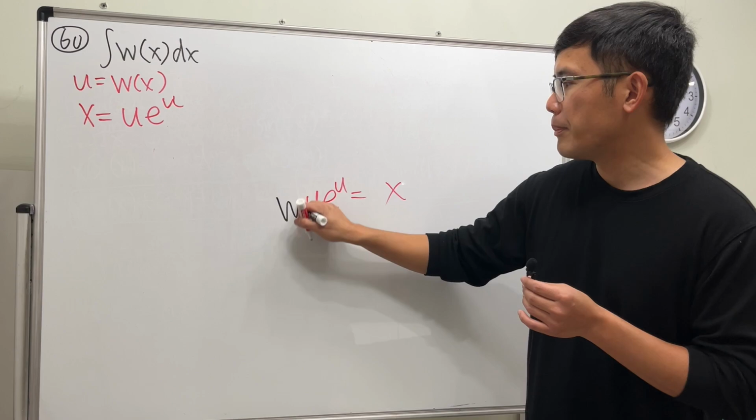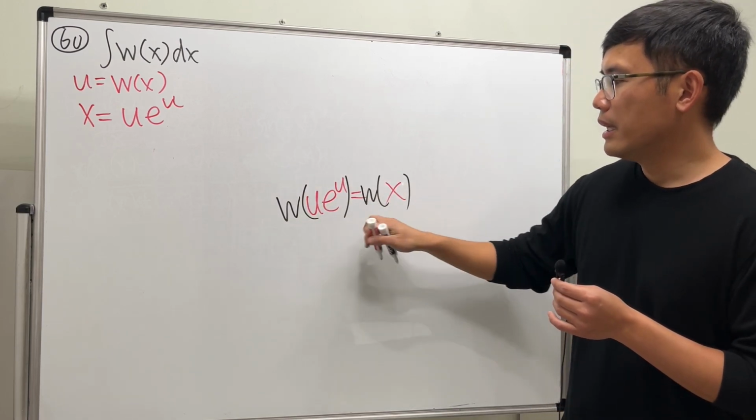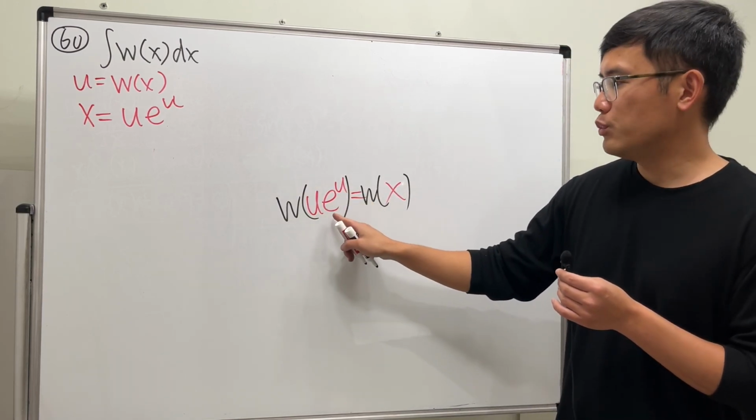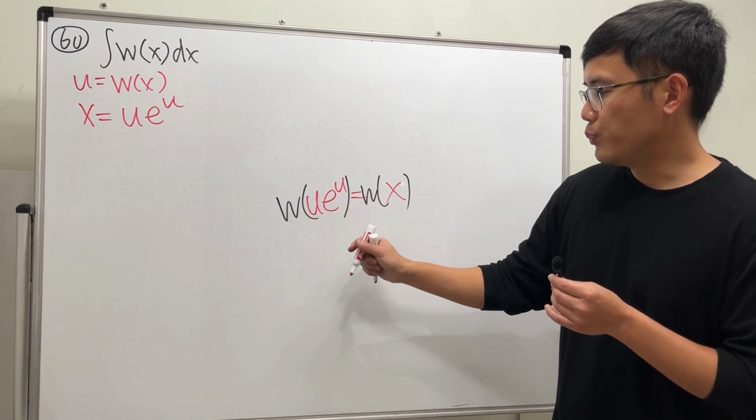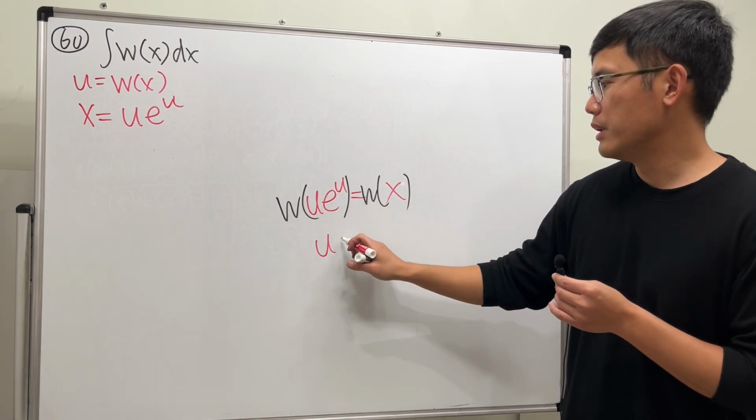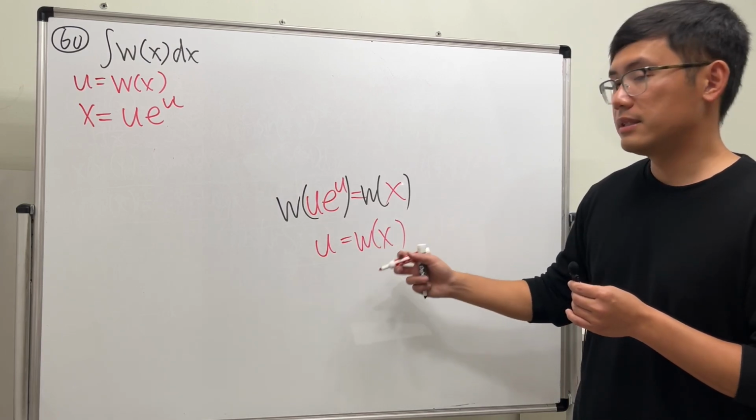we can apply the W on both sides. When you have this and that match, and we have the e here, then we pretty much just resort it to u. So that's the idea.